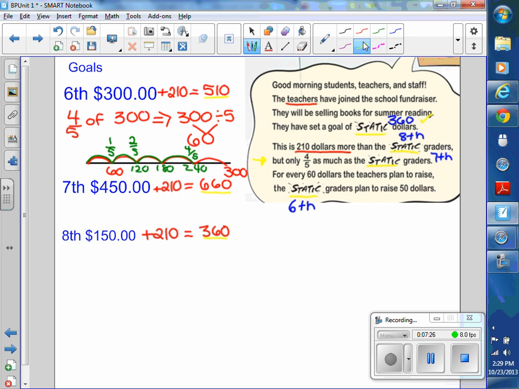But that's not one of these numbers, is it? So it can't be that it's 4/5 of the 6th grade goal. So it can't be the 6th graders.